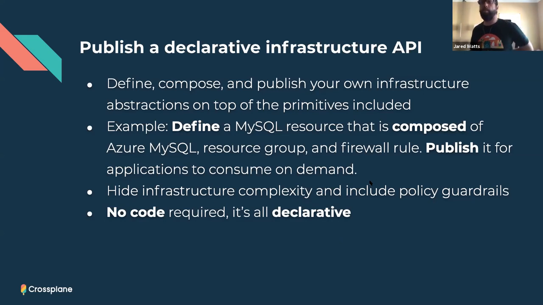So we'll see exactly what that means. But one of the benefits here is that it allows you to hide the infrastructure complexity and also put some safeguards in place with policy and specific configuration that you don't want to expose to the application owner. So you get control over this platform that you're developing, or this API that you're publishing for your applications to be able to get the infrastructure that they need, but in a safe way that you're okay with as an infrastructure owner. And the nice thing about this is that it's all declarative.